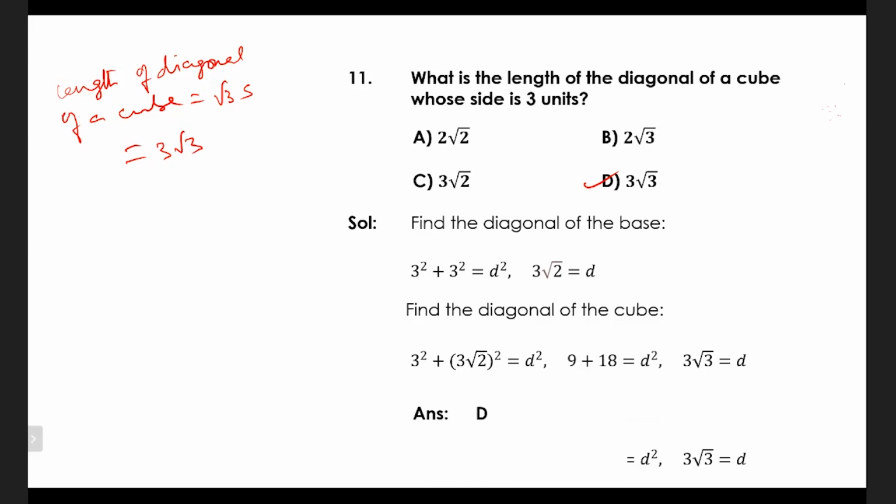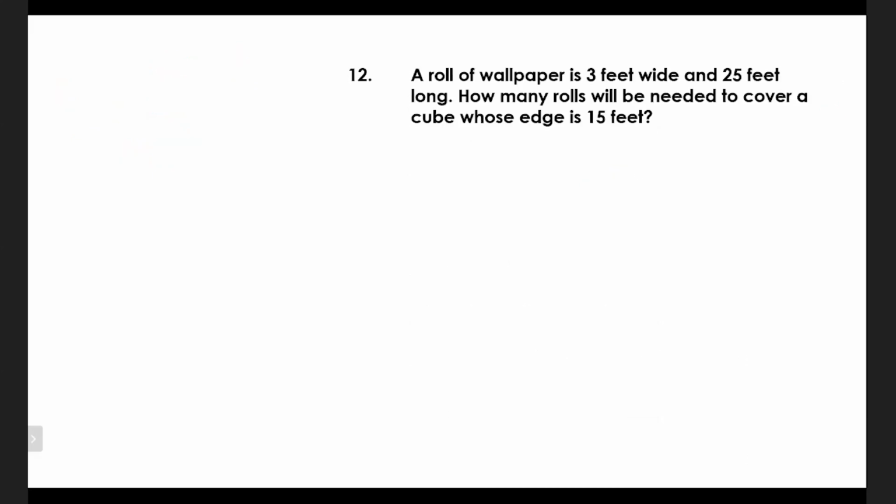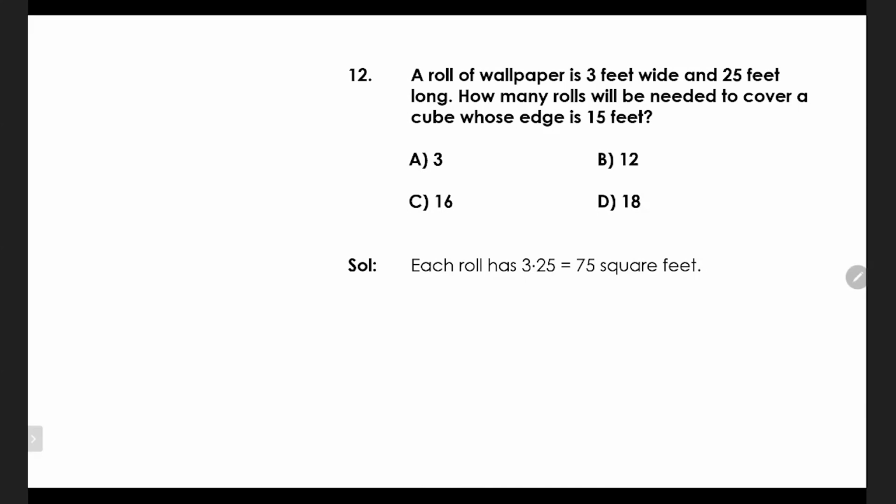Okay. Let us go to the next question. A roll of wallpaper is 3 feet wide and 25 feet long. How many rolls are needed to cover a cube whose edge is 15 feet? See, each roll has how much area? 3 into 25. So that is 75 square feet. Okay. Now we should cover a cube whose edge is 15 feet.